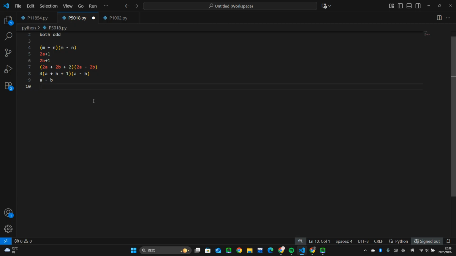And if a and b are both odd, then a minus b is also going to be an even number. And this is also going to be odd, but it doesn't matter because we also have 8 as a divisor. So 8 is the largest we can get that's guaranteed to be a divisor of m squared minus n squared.